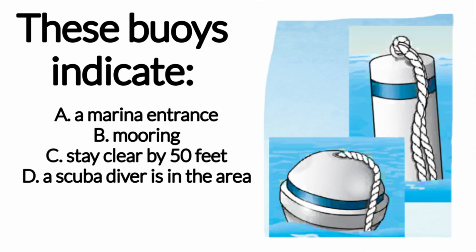All right, our next question. These buoys indicate that it's a marine entrance, mooring, that you need to stay clear by at least 50 feet, or that a scuba diver is in the area. What do these buoys indicate? I bet we all got that one. These are mooring buoys. And so you can actually moor to these. And in fact, guys, these are the only buoys that you can actually, by law, attach to and moor to. You're not technically allowed, except in extreme emergencies, to tie off to any other type of buoy that's put out by the Coast Guard or any waterway, other than a white buoy with a blue stripe.